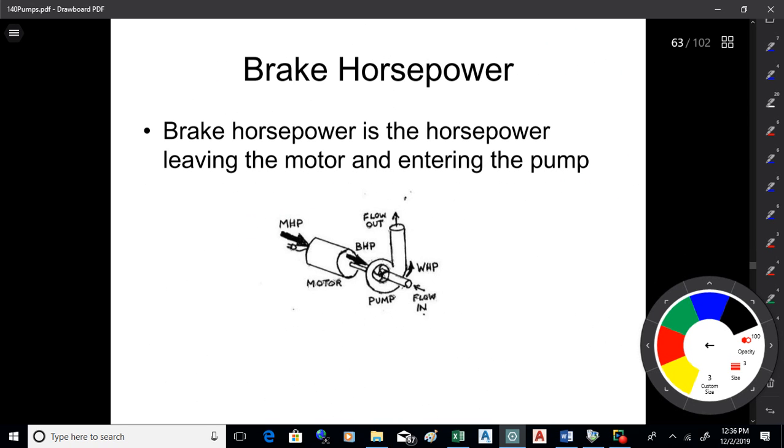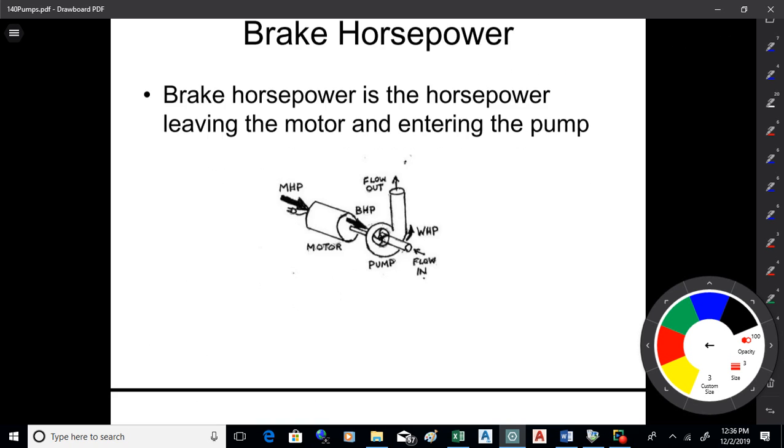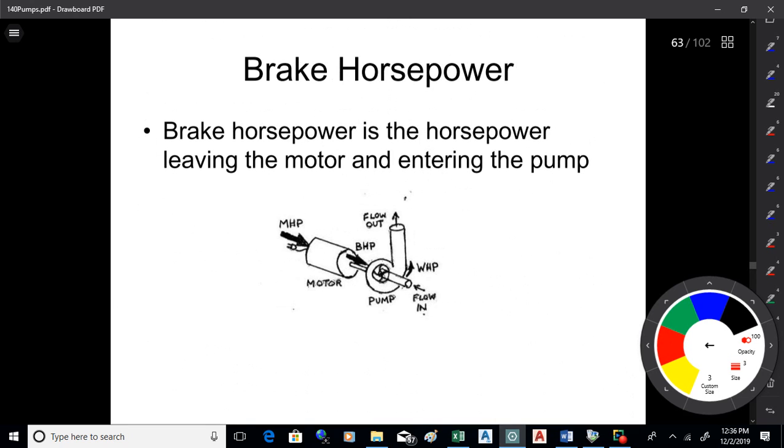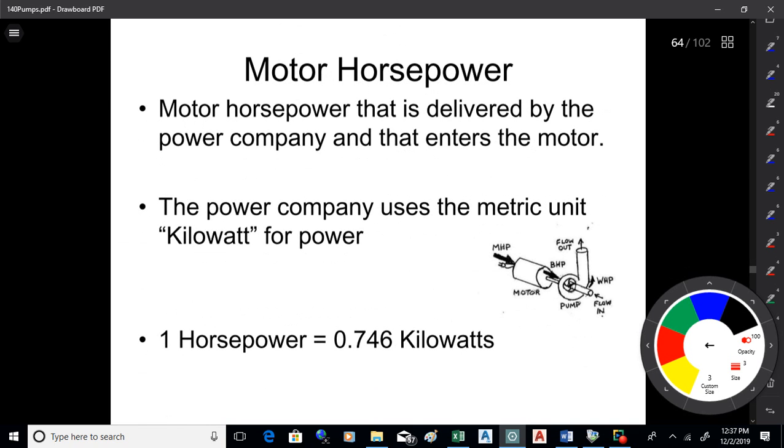Now let's have a look at what I was just talking about, because we've got some different types of horsepower, and I've got them on page 144. We just calculated the water horsepower, which is what's delivered to the water. There's also what's called the brake horsepower that comes out of the motor and goes to the pump. And there's also the motor horsepower that goes to the motor. So we call each one of these out. They're all horsepower, but they occur at different points in the system.